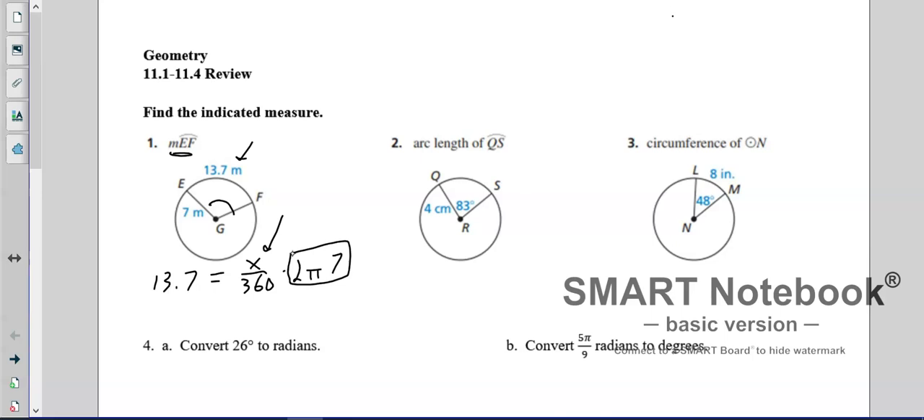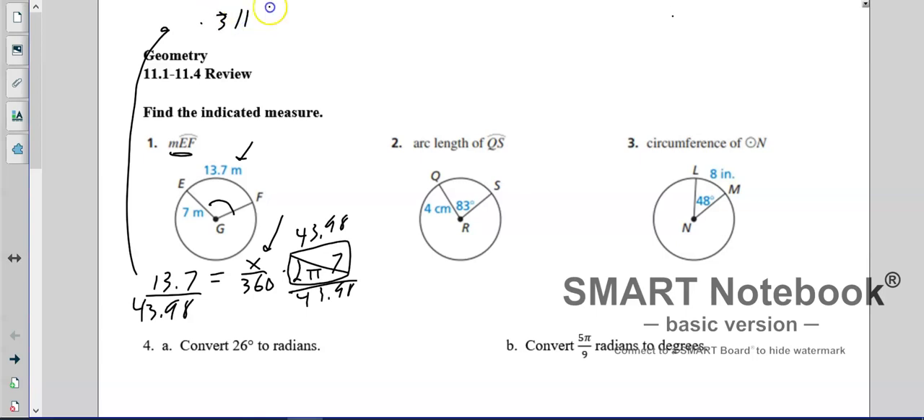So since this is 43.98, I'm going to write it above because I don't have a lot of room. I'm going to divide both sides by 43.98. Okay, so 13.7 divided by 43.98, and I get 0.3115. I'm going to leave it like that. There's not a lot of room, so I'm going to come up here. Apologize for the room. So what we have is 0.3115 is equal to x over 360.